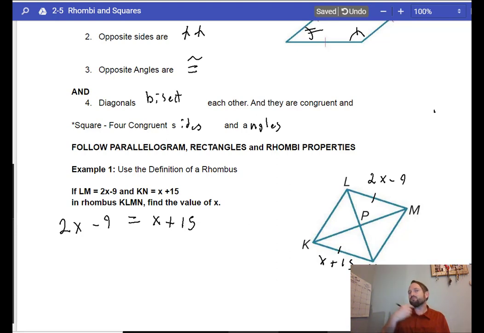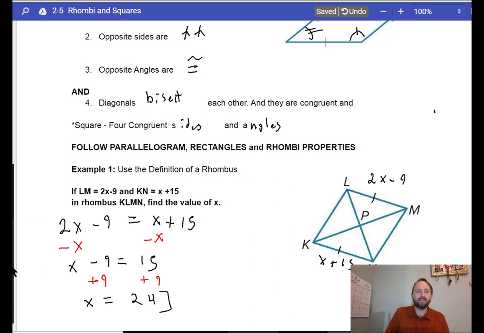But we don't have to do that every single time. So we're going to subtract x on both sides. Why? Because it says find x, and in order to find the value of x, we have to isolate it. So I get x minus 9 is equal to 15. Now, instead of asking what minus 9 equals 15, I'll just add 9 to both sides, and I get x is equal to 24. That's it. Let's go on.